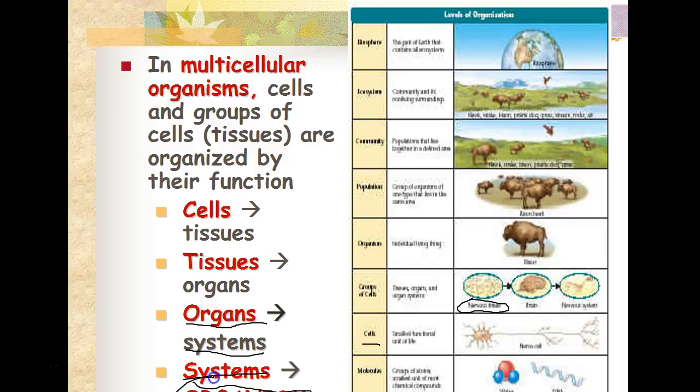So all those things work together. An organism is at the top of the hierarchy. So cells into tissues, tissues into organs, organs into organ systems, and then all those organ systems into the complete organism.